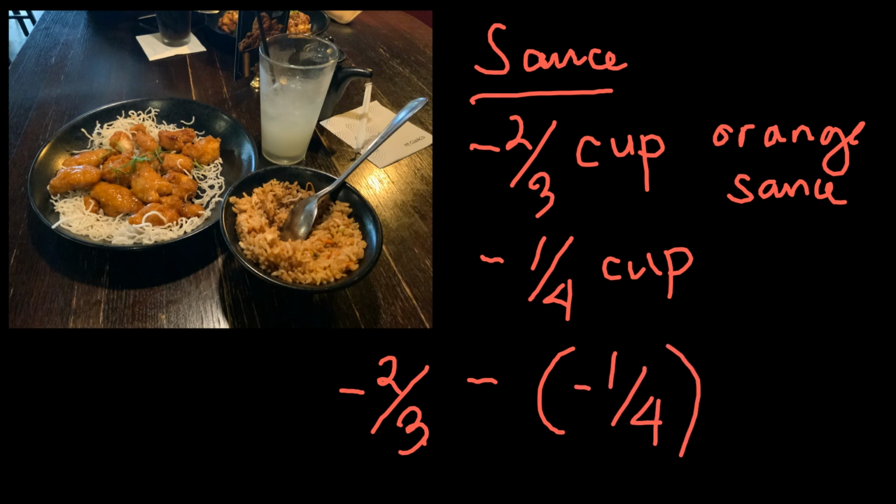In this problem, we're going to apply what we have just learned, and the rule is add its opposite. Let's add its opposite. So this becomes negative two-thirds plus one fourth. Let's erase this one. So we have negative two-thirds plus one fourth.